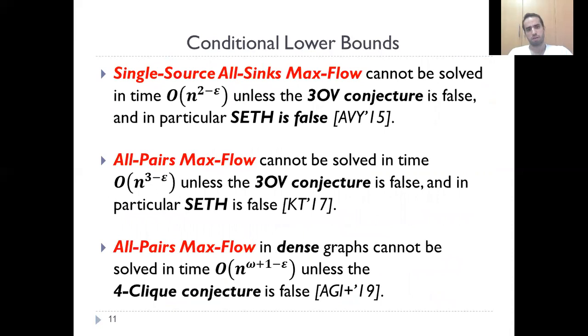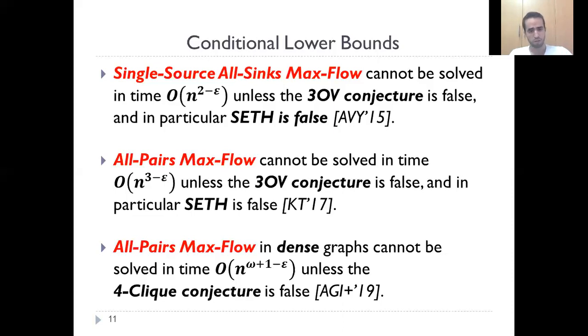Now, conditional lower bounds do exist. For the single source version, where we're given a source and we need to output the maximum flow to every other node, we know that this problem requires n squared time, unless the 3OV conjecture is false, which is the orthogonal vectors conjecture for 3 sets. Assuming the same conjecture, we also have conditional lower bounds for the all pairs max flow version: it cannot be solved faster than n cubed time, unless the conjecture is false.